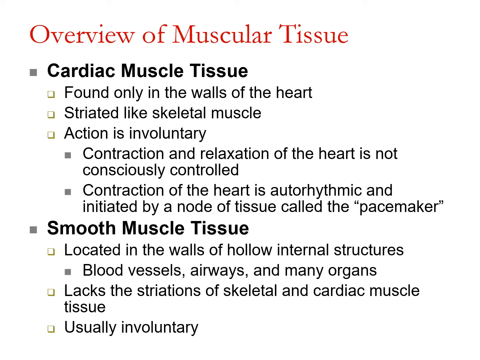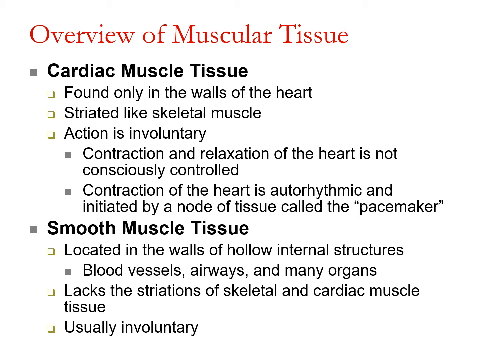Finally, we have the smooth muscle tissue, which is located in the walls of hollow internal structures, such as your blood vessels, where they are responsible for constriction and dilation as the smooth muscle contracts and relaxes, respectively. We also have smooth muscle that makes up the airways of the respiratory tract, responsible for bronchoconstriction when the smooth muscle contracts, or bronchodilation and opening when the smooth muscle relaxes.